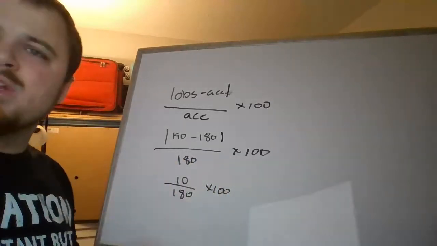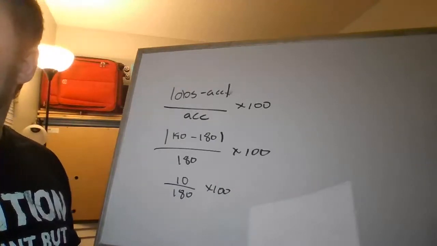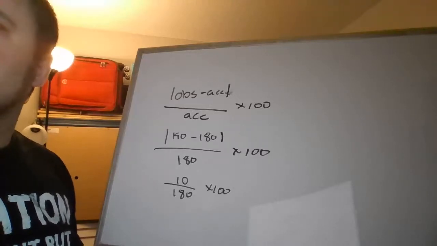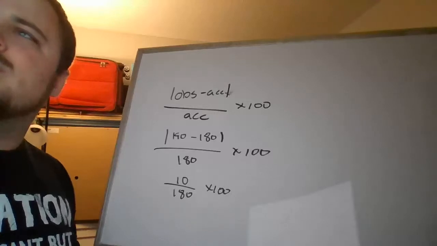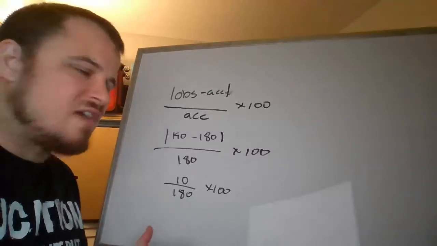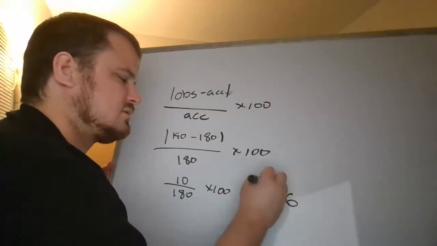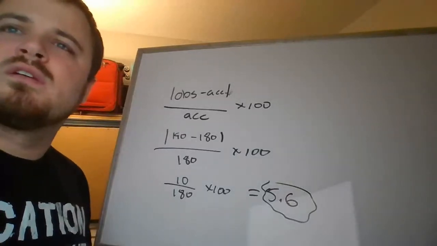And so then when we do the calculator, we would do 10 divided by 180, and then when we get that and multiply it by 100, we end up with 5.555. We'll round that to 5.6. So that'll be our answer, 5.6%.